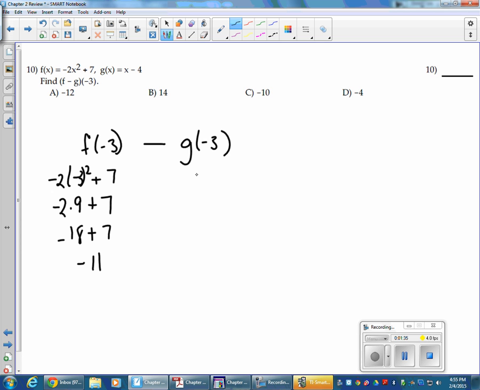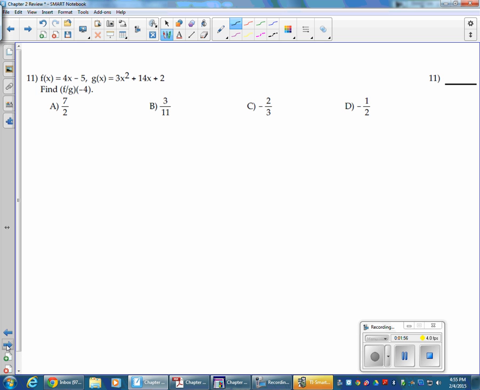And then for g of negative 3, that'd be negative 3 minus 4. Negative 3 is going to be my x, so negative 3 minus 4 is negative 7. So what I need to do is negative 11 minus negative 7. Negative 11 minus negative 7 is negative 4. So my answer is D.